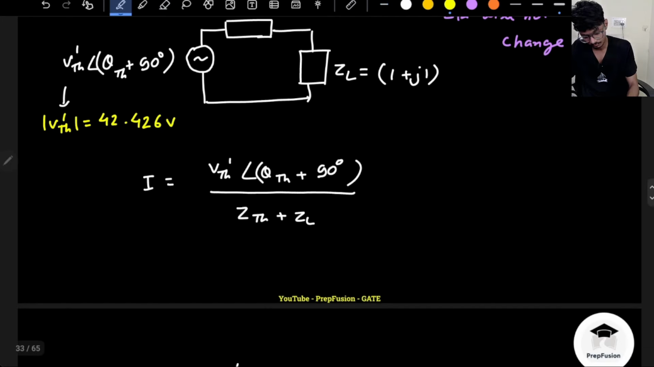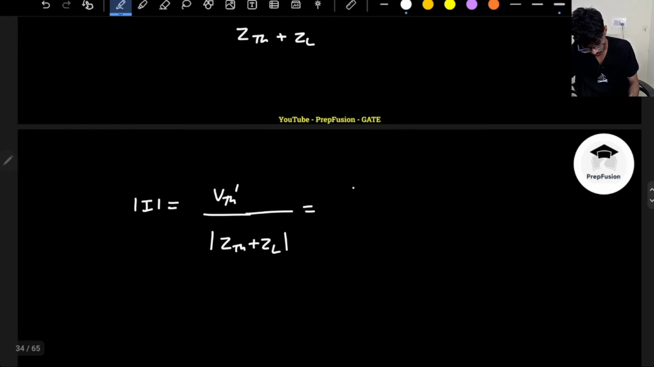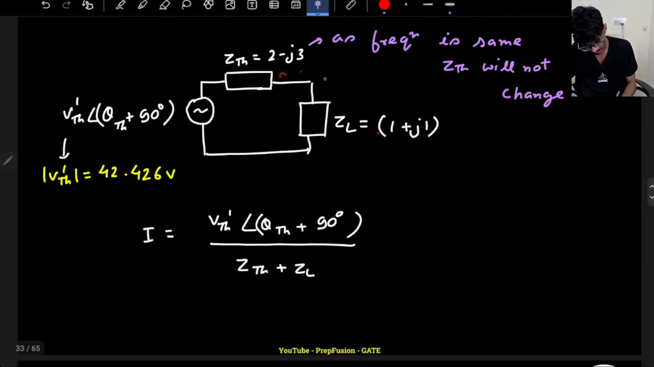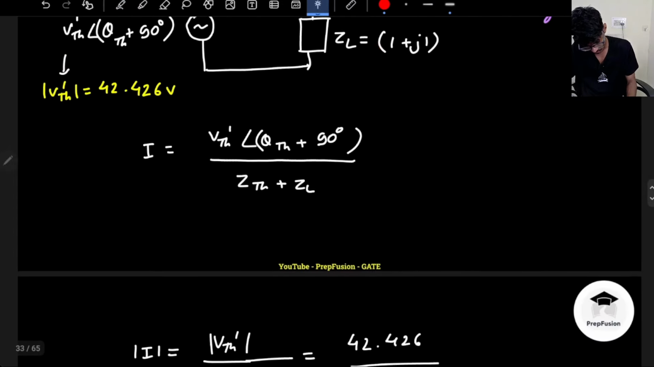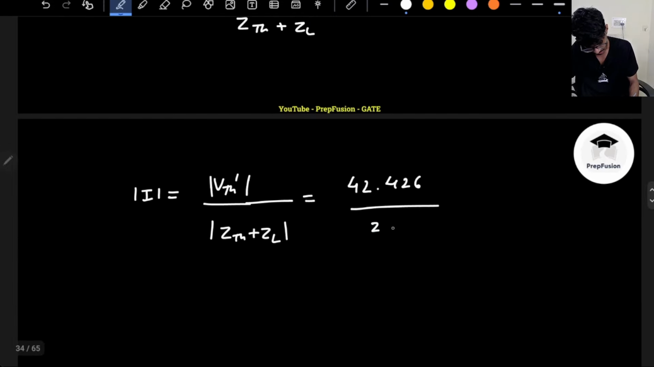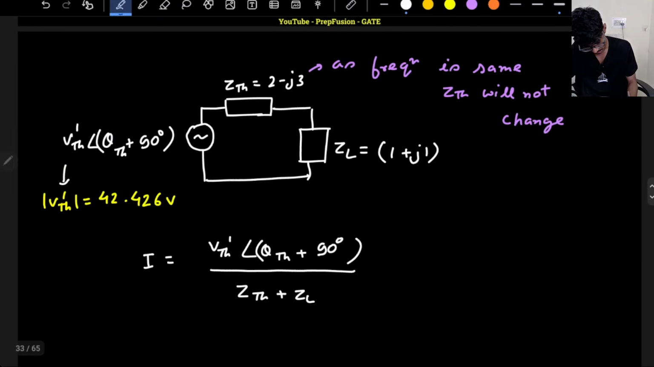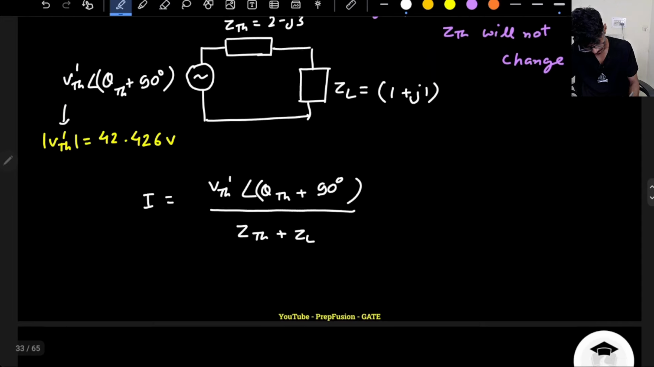Okay, so this will be 42 point, this is the magnitude, right? 42.426 divided by the magnitude of this. So this is 3 + j2 and this is 3 - j2. Okay, so the magnitude of this.